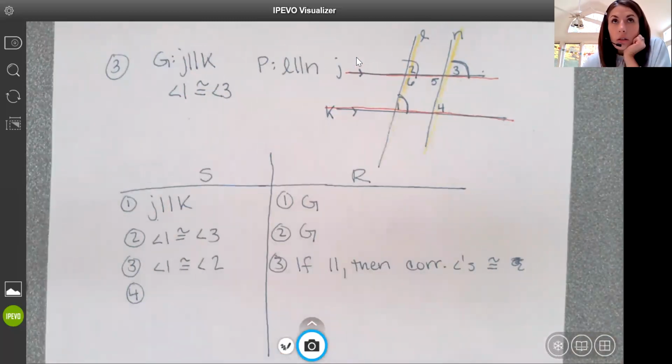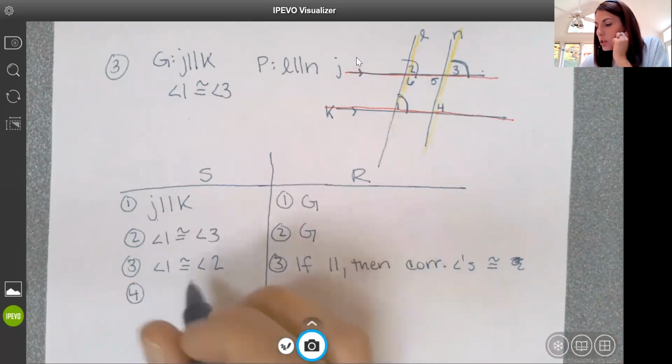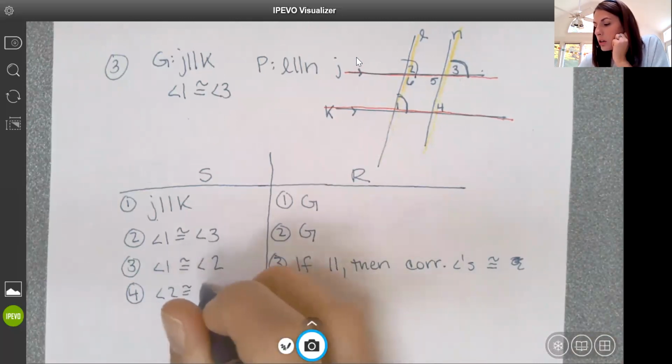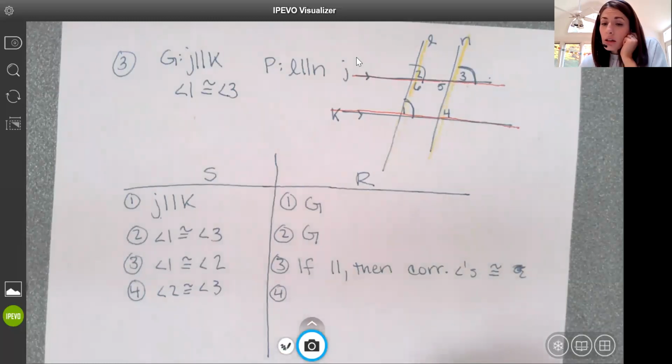2 is congruent to 3. Then 2 would be congruent to 3. So if 1 is congruent to 3 and 1 is also congruent to 2, then angle 2 would be congruent to angle 3. And the best reason that we can give here would be using a special property that starts with a T.